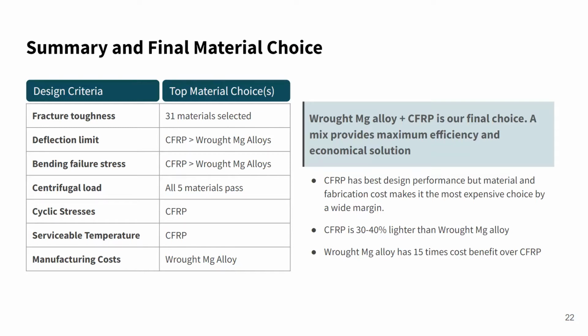What that means is, since we don't understand the proportions of power to mass ratio, and the power requirement is not well defined, the total number of wind turbines can have some having wrought magnesium alloy blades and some having CFRP blades. That way we combine the best design performance and economic solution, giving us maximum efficiency and best economics.